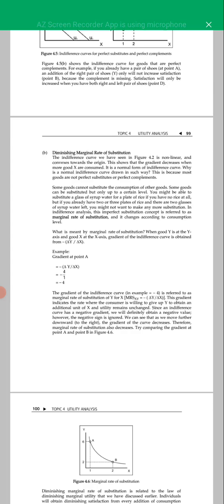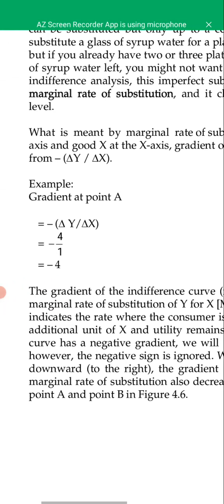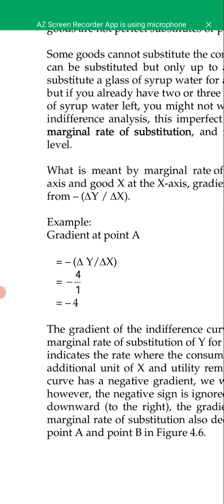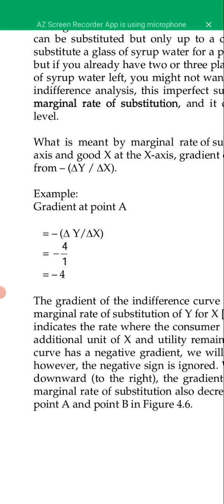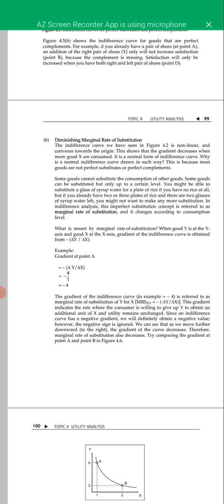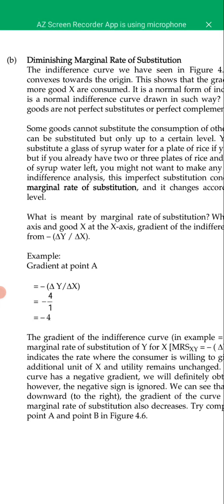All right, so for example here, you can see that the gradient is calculated by the change in y over the change in x, and it is always negative because of the negative relationship, because of the trade-offs. We know that the indifference curves are downward sloping, and because they're downward sloping, they have a negative gradient. So the -4 there is just showing the negative sign to indicate the downward sloping indifference curve. When we calculate the marginal rate of substitution, it's the change in y over the change in x.